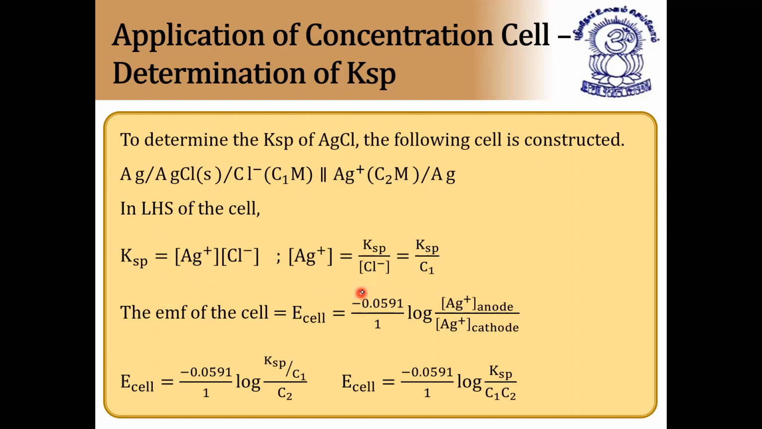The EMF of the cell is equal to minus 0.059 by 1, because one electron changes, into log of Ag plus at anode by Ag plus at cathode. So both concentrations, at cathode and anode. This formula is very important, kindly note it down. EMF of the cell is equal to minus 0.059 by 1 into log of Ksp by C1 by C2, that is, Ksp by C1 into C2. I hope this is clear.